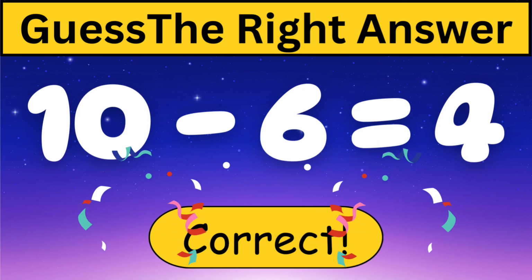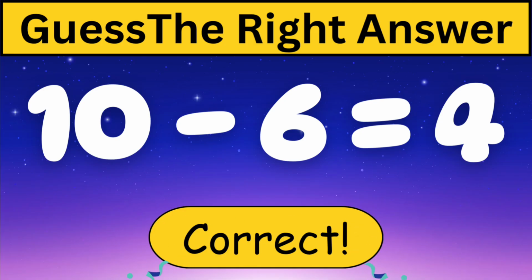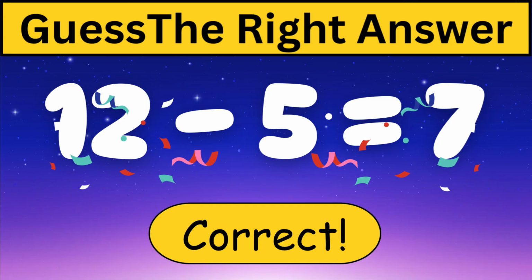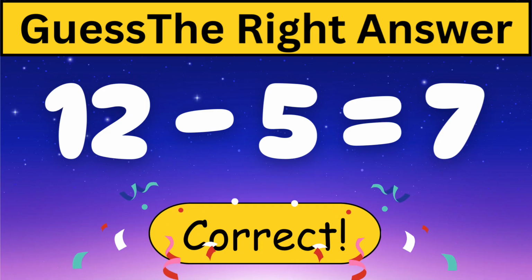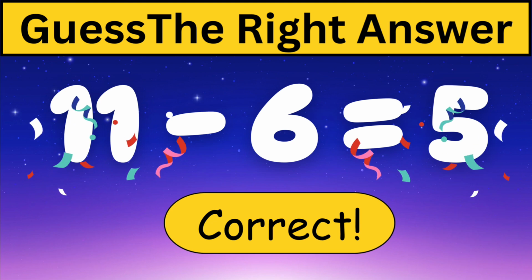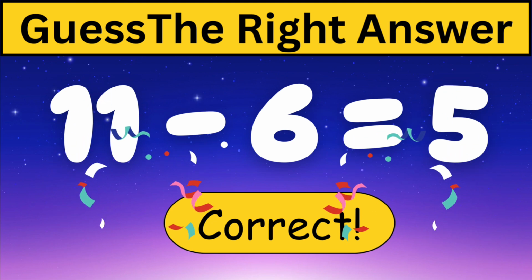Correct. It's 4. Super. What is 12 minus 5? The correct answer is 7. Amazing. Let's try this one. 11 minus 6 equals. The correct answer is 5.